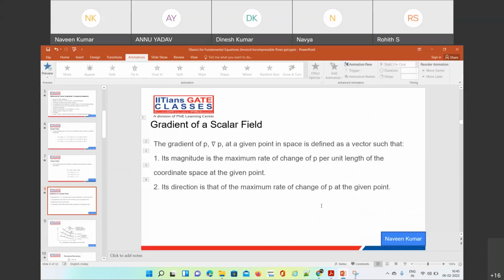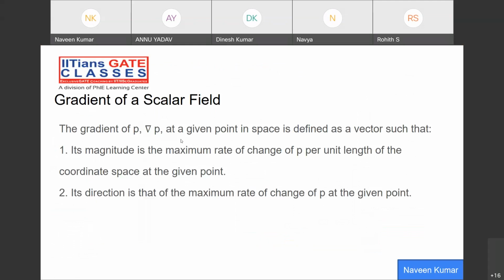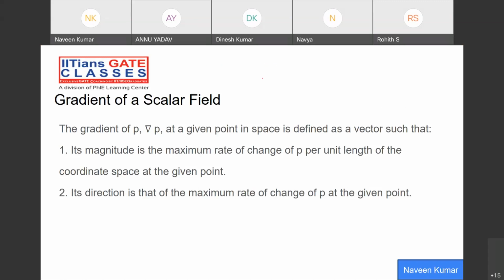You can see my slides, right? Everybody? Right. So this del P is a vector quantity. So it will have magnitude and direction.